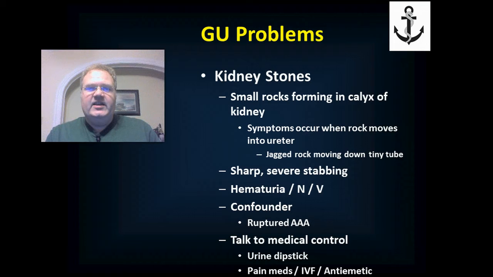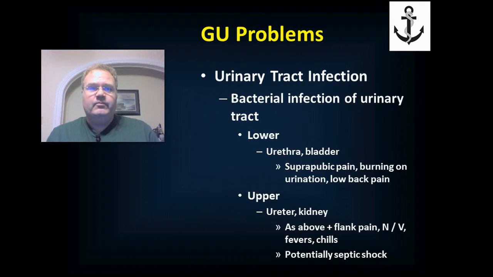The problem is that in a patient with an abdominal aortic aneurysm, they can present exactly the same way with that severe flank pain. So talk to medical control. You'll need to dip their urine looking for blood, and if it looks like it's kidney stones, it's pain medications, so IV morphine. If you have something for muscle spasm like IV or oral Valium, that's very helpful. IV fluids to help increase the pressure and make the ureter dilate out some to help that kidney stone fall into the bladder, and anti-nausea medications. And you just have to talk to medical control about whether or not you need to evacuate the patient.